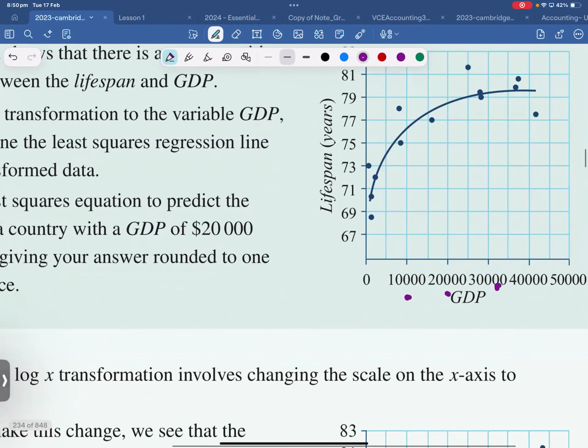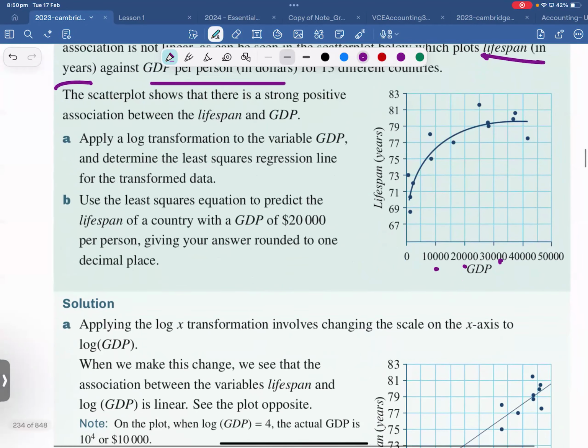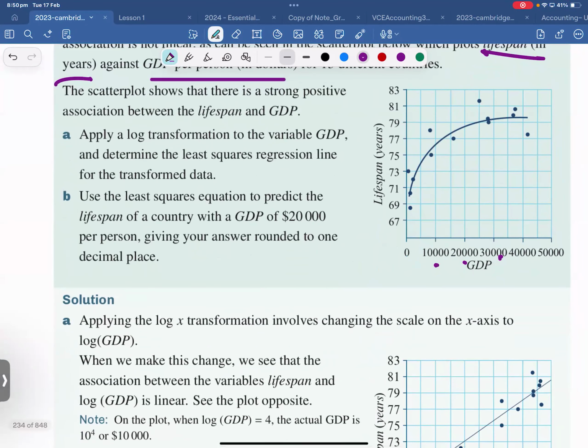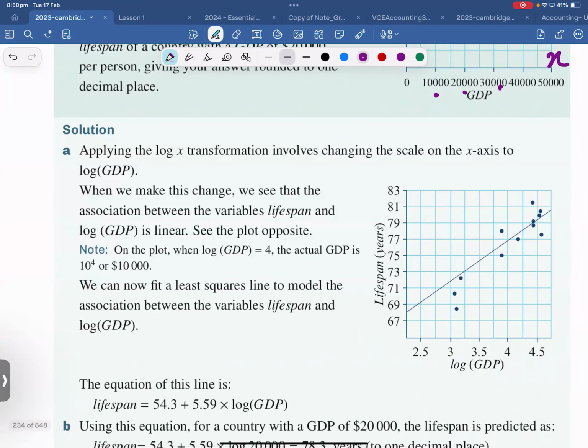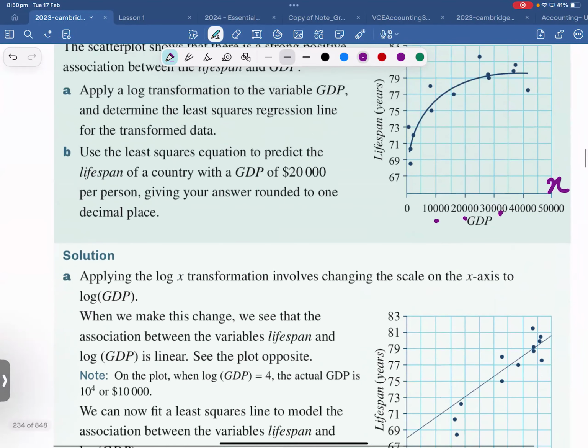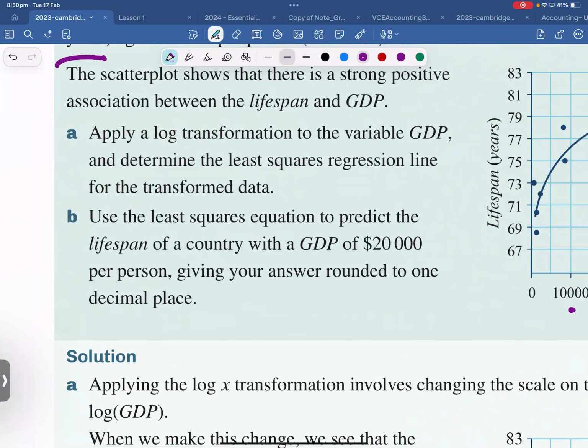So then what can we do? We can apply the log. So they're asking us to apply the log for the x variable, and then we can get the straight line. So it's going to be log GDP, right? And then we can get the regression line. So once we got the regression line, now after that, use the least squares equation to predict the lifespan of a country with GDP 20,000.